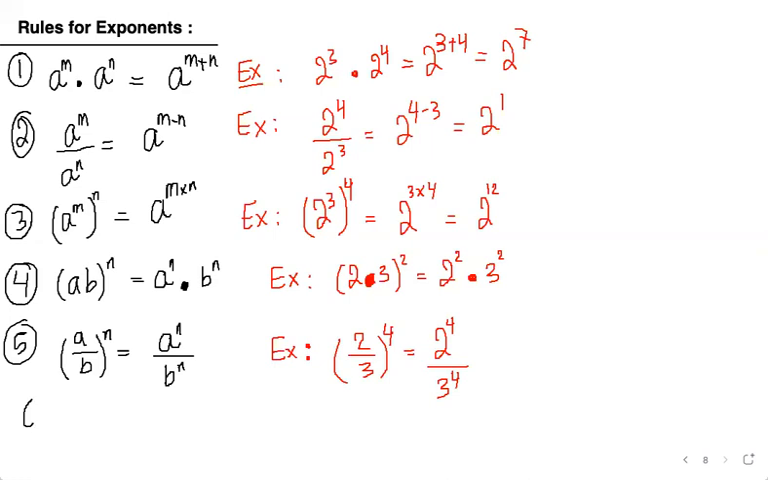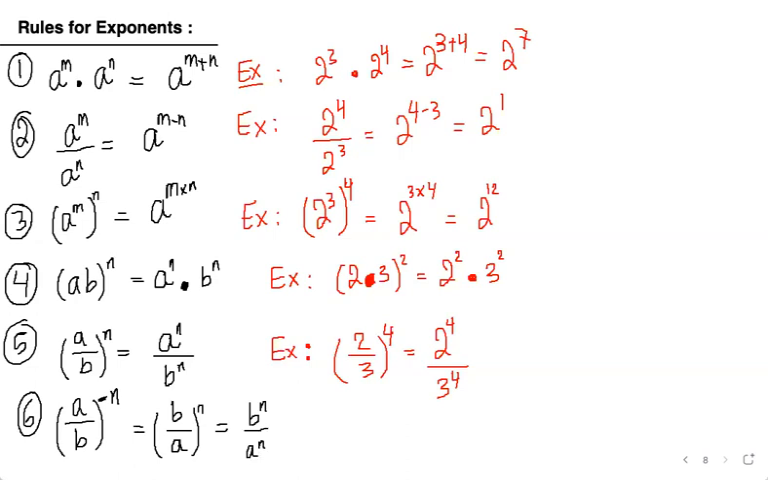Number 6: a over b to the minus n. This is a very important rule. Here the minus means we have to flip inside the parentheses. So I get b over a, everything to the power n. And now we're using the previous rule, number 5. We're distributing the n inside the parentheses. I get b to the n over a to the n.